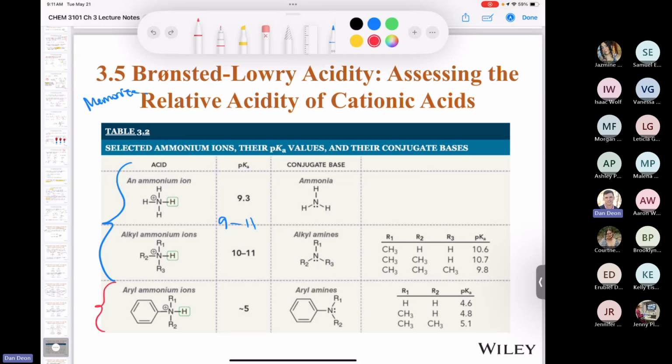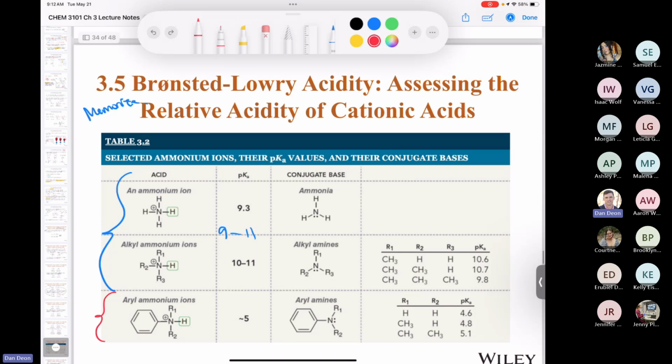So again, an ammonium ion is going to give you a pKa of around 9 to 11. So you could even say 10. It's going to work. And then if you have an aryl ammonium ion, it's going to have a pKa of around 5. This will help you when you study things like peptides and proteins too, because you look at the pKa of those at physiological pH.